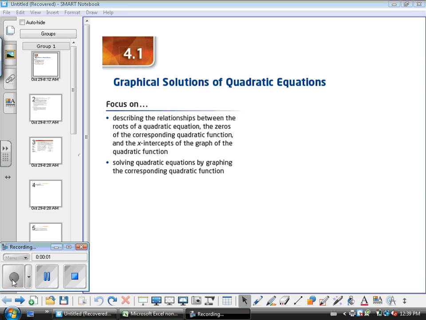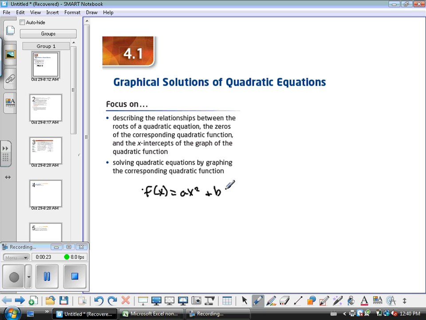Okay, this is chapter 4, and it's a little different from chapter 3. In chapter 3, we looked at quadratic functions, and quadratic functions can be written in the form f of x equals ax squared plus bx plus c. Okay, and that's just the standard form.